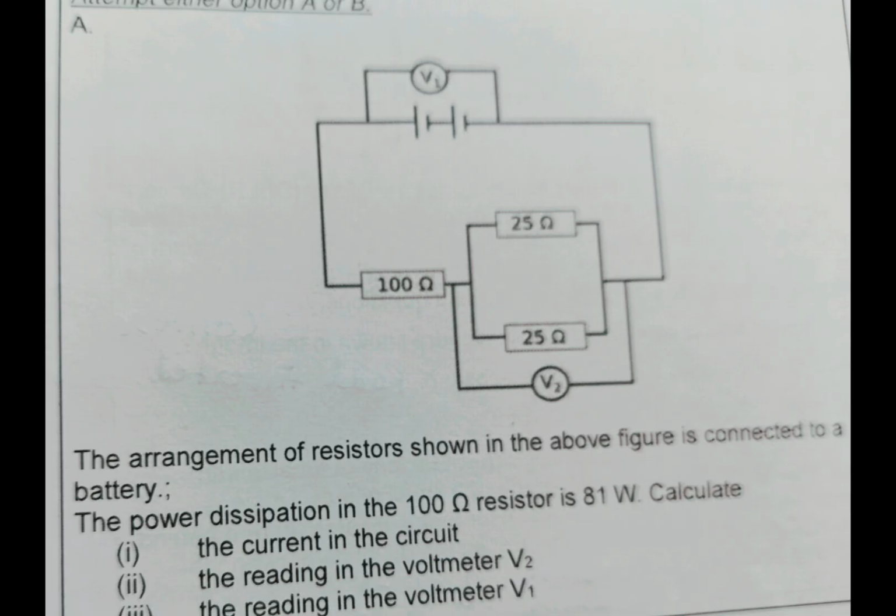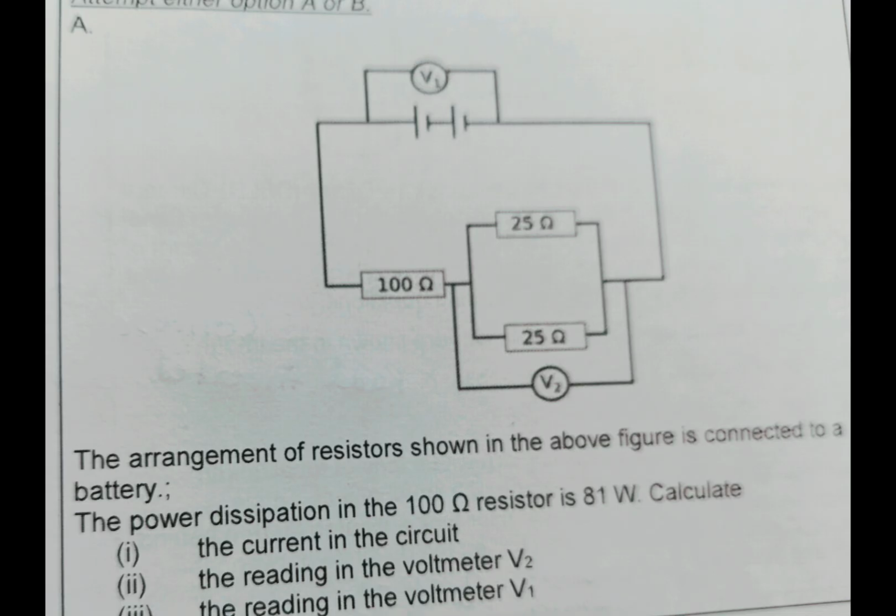This question is from electricity chapter. They given circuit diagram. Here 2 voltmeters we can see and 3 resistors they given. The arrangement of the resistor shown in the above figure is connected to the battery. The power dissipated in the 100 ohm resistor is 81 watt. Calculate the current in the circuit, reading of voltmeter 2 and reading of voltmeter 1.